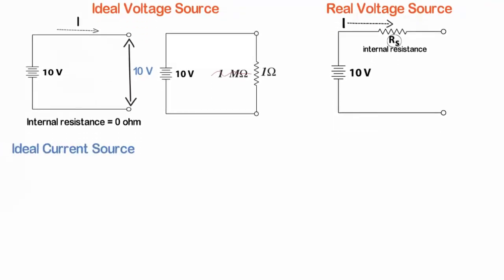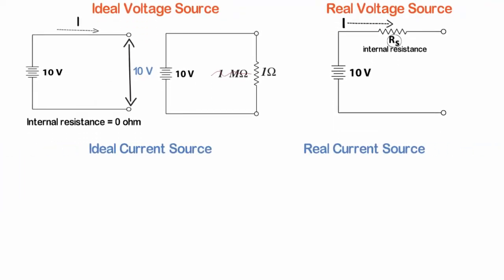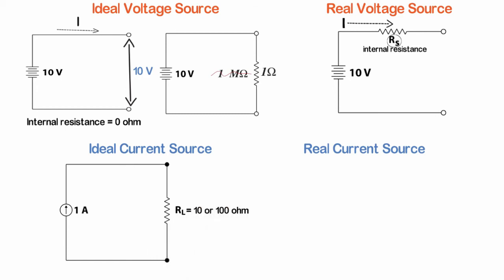Now, let's see the difference between ideal and real current sources. An ideal current source, which is also known as a constant current source, will supply the same current to any resistance connected to its terminal. That means whether you add 10 ohm or 100 ohm, current will always be the same. This symbol is used to represent an ideal or constant current source. The arrow shows the direction of the conventional current produced by the source.